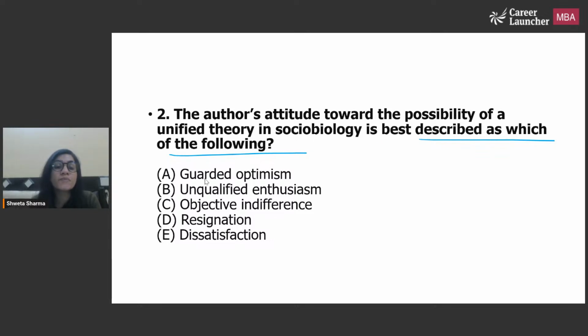It cannot be guarded optimism, or it can be. We are talking about optimism here. Absolutely, yes. But guarded. Guarded means being a little, not skeptical, but wary of what is happening around. Unqualified enthusiasm: unqualified is a negative term, so I would eliminate this option. Objective indifference: no. Resignation again is a negative term. Dissatisfaction is also negative. So I am left with only one option, where both the words are positive, that is guarded optimism. Guarded, of course, shows a bit of being skeptical about being correct or not. But the answer has to be A, because when we eliminate the options, we're left with no other option but A.